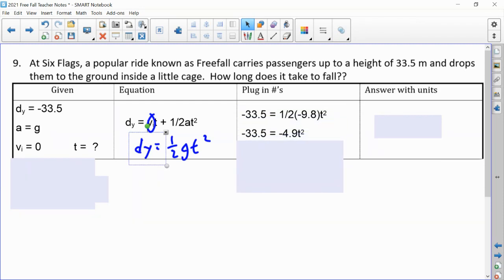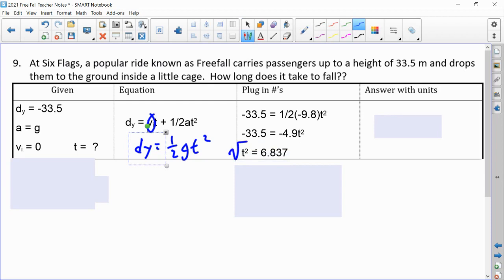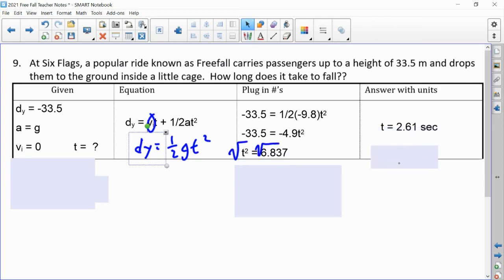It becomes negative 33.5 equals negative 9.8 t squared. The negative signs cancel. We get t squared equal to 6.837. And then, of course, we take the square root of both sides, and we get our final answer to be 2.61 seconds. All right, just like the problems we've been doing, now the things are just going up and down, or in this case, just down. And later, we'll look at them going up and down. But right now, they're just going down.